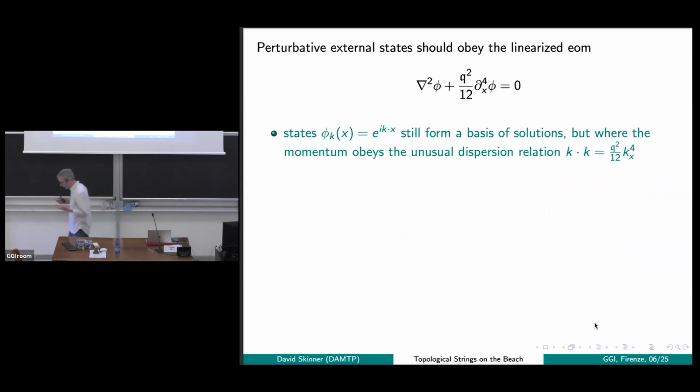Okay, so what are our external states in perturbation theory? Well, of course, we should look at the free equation. The free equation is the standard wave operator, but with a modification coming from that dispersion term, the fourth order derivative in a particular x direction. And we can still solve these, of course, using momentum eigenstates. But the presence of the dispersion term means the momentum eigenstates have got an unusual dispersion relation. K squared is no longer 0, it's not null, but instead it's proportional to the x component of the momentum to the 4th power.